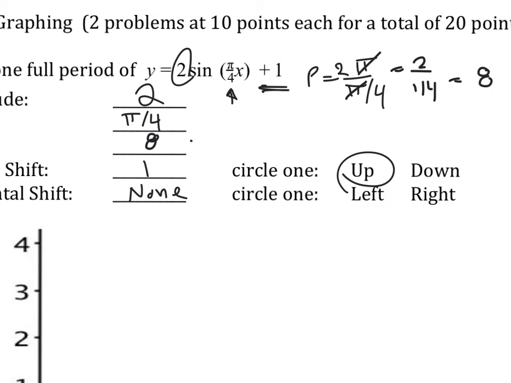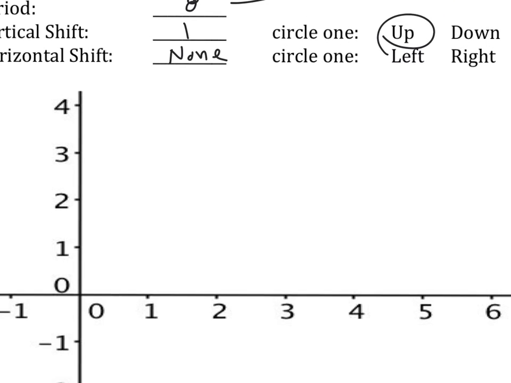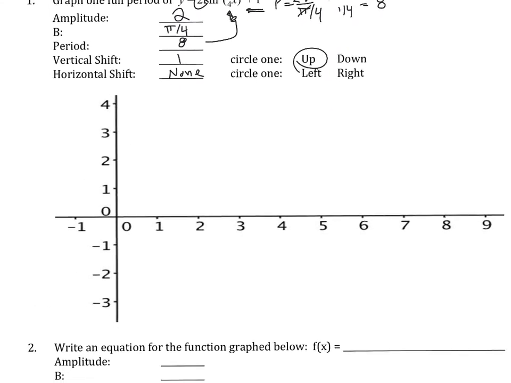And if you think back to this equation here, you had pi over 4 times 8. The 8 and the 4 would cancel to give you 2, so you'd have 2 pi, which would be one full period for the sine function, which is what we want. So now to graph it.